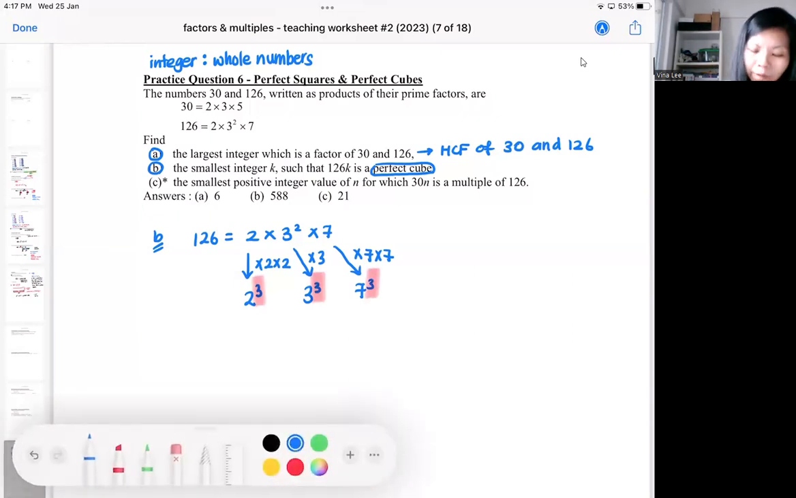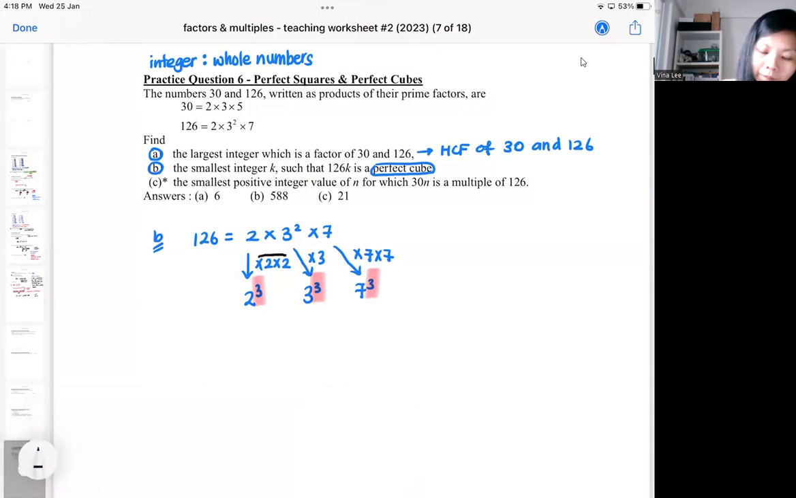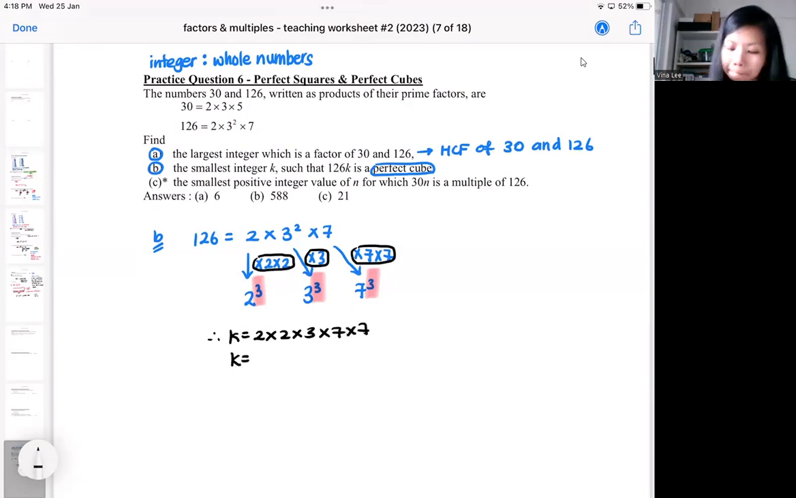So what have I multiplied? These are all the numbers that I have multiplied. So K will be the numbers that I've multiplied. So that's how we get the 588.